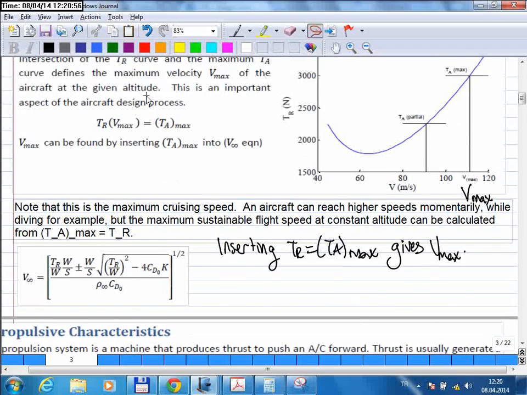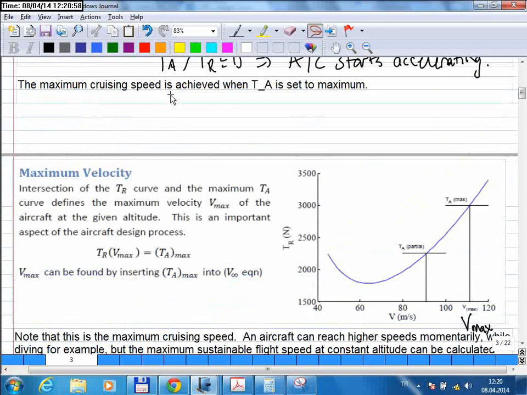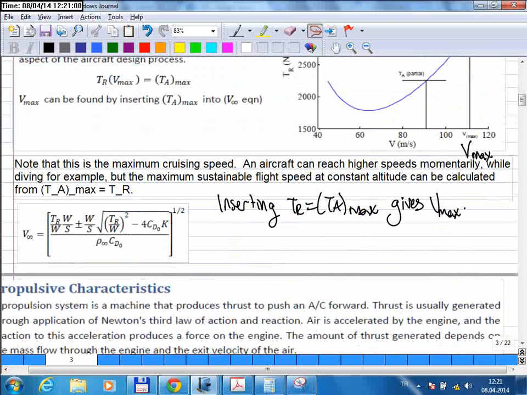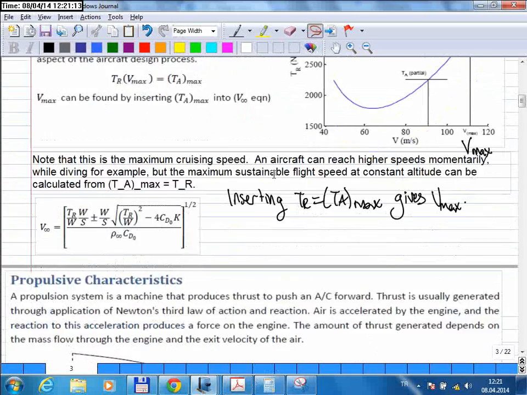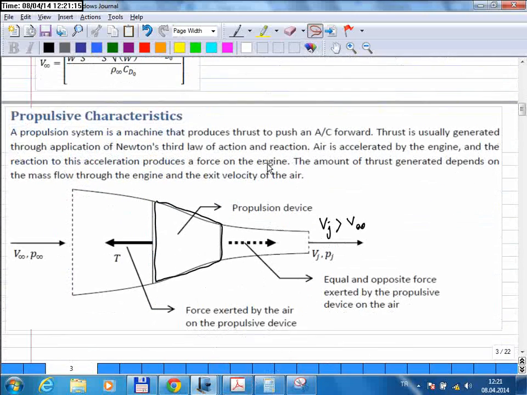Okay, so now after talking about the available thrust, it's a good point to talk about different engine types and engine characteristics. So we have 10 minutes left, so I think we can start talking about that topic.